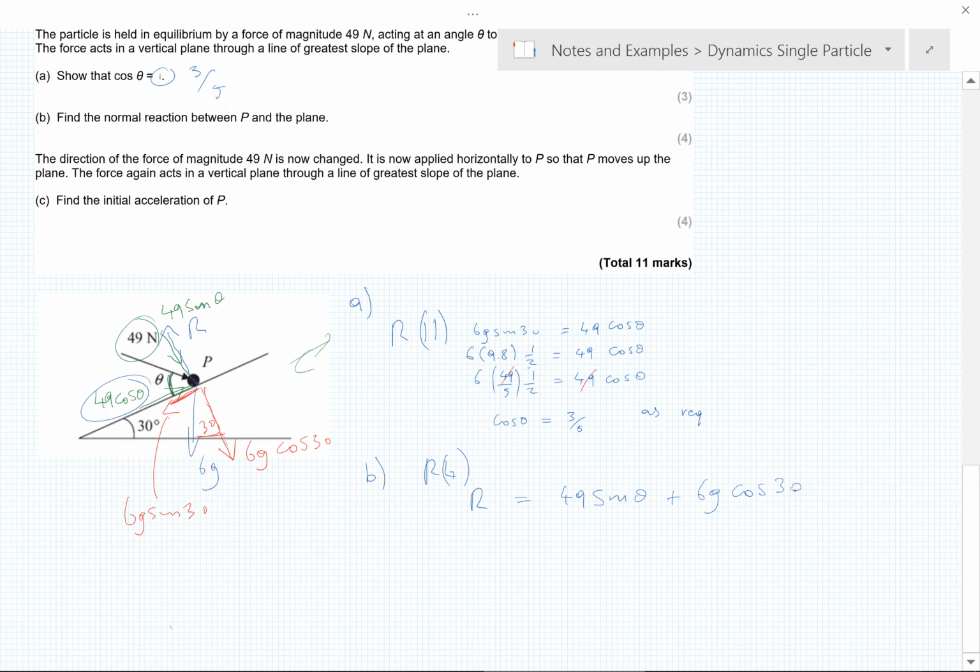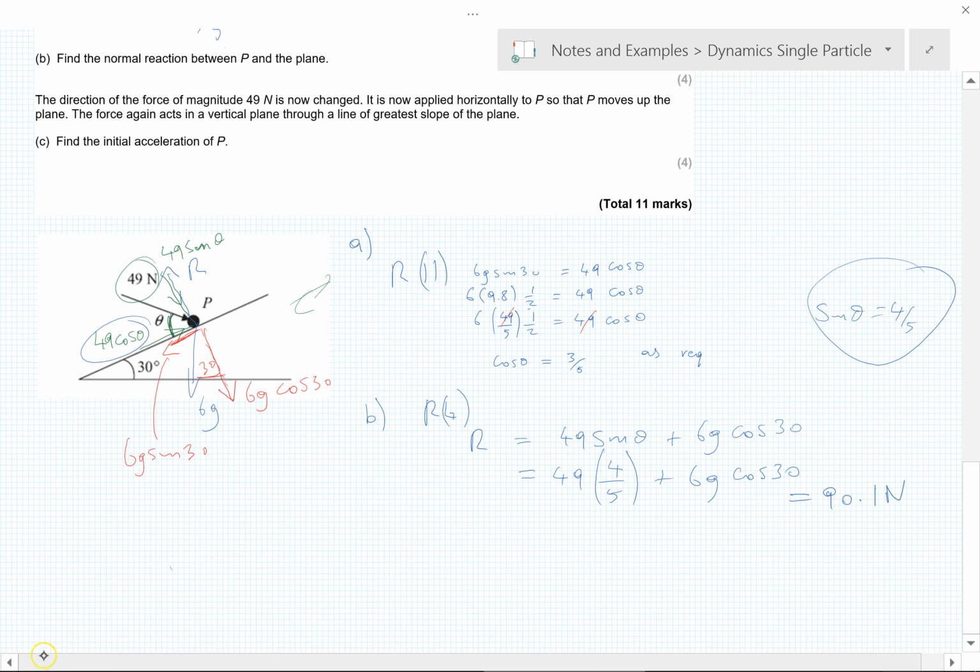Okay, but we know that cos theta is 3/5, so sine theta, if you work it out, is 4/5. You can work that out easily enough. So we can sub those numbers into our formula there. Let's write it, 49 sine theta, which is 4/5, plus 6g cos 30, and that gives us an answer to three significant figures of 90.1 newtons. Okay, so that's part B done.